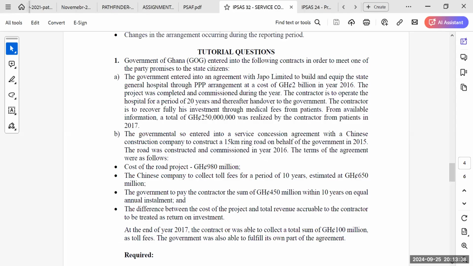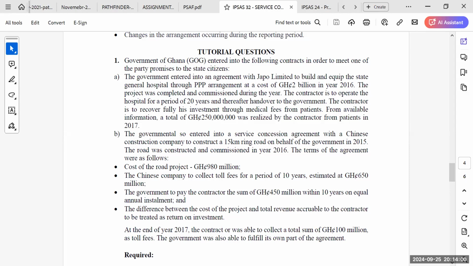At the end of the year, we haven't given any time period for the road. So the road is having an indefinite useful life. At the end of 2019, the contractor was able to collect a total sum of 100 million as toll fees. The government was also able to fulfill its part of the agreement. So what will happen?